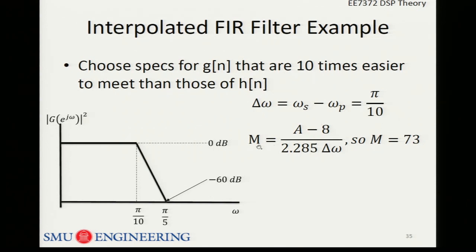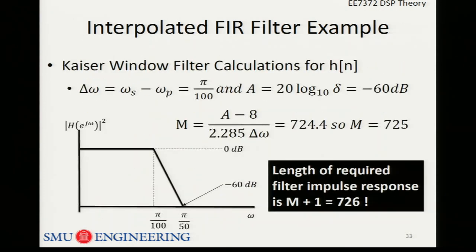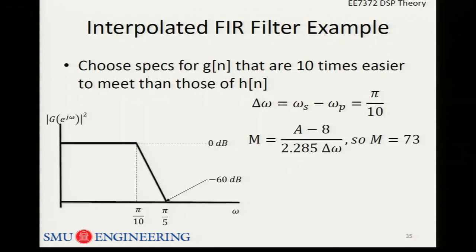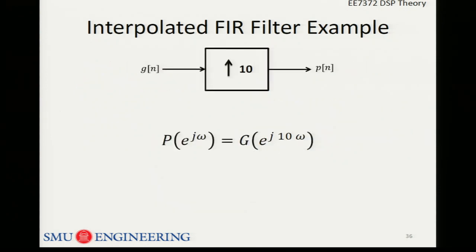When we plug this into our equation for M, we get 73, which kind of makes sense, right? It was 725, or 724. So you divide that by 10, about 73. You can almost see how it would work out. The transition region is 10 times wider, so you need a filter order that's a factor of 10 less. So next step. All right, we've got our G of n. I wanted to put this little slide in as a reminder of what happens when you upsample. We're getting G of n, which is our easy to design filter, and we're upsampling it to get P of n.